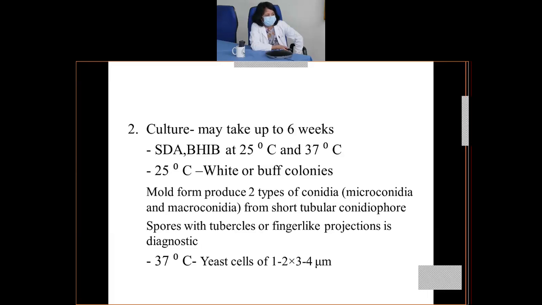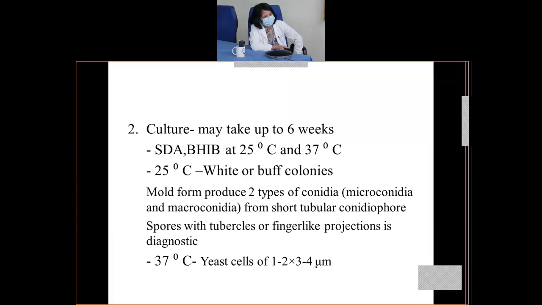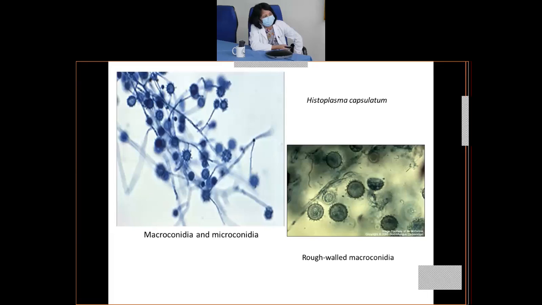And at 37 degrees centigrade, the yeast cells are produced, which I've shown earlier, and the yeast cell size is approximately 1 to 2 by 3 to 4 micrometer. I'll show you the picture here. Can you see? This is the mycelial form. The spores with tubercles or finger-like projections are present, as well as smaller round structures, those are the macroconidia, and smaller than that, in some places, the microconidia.